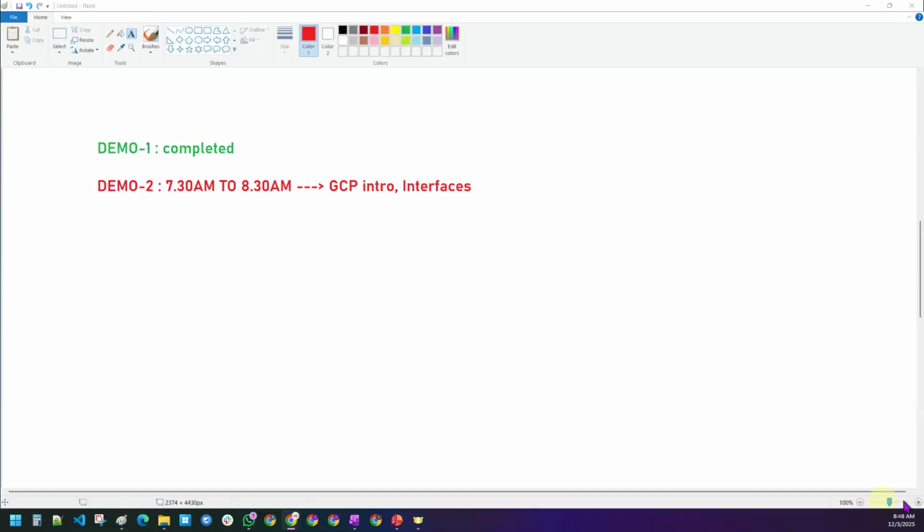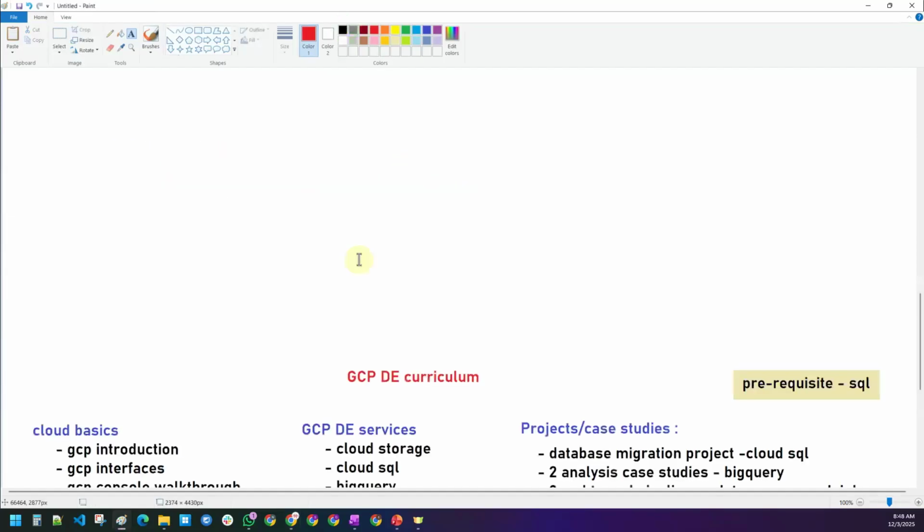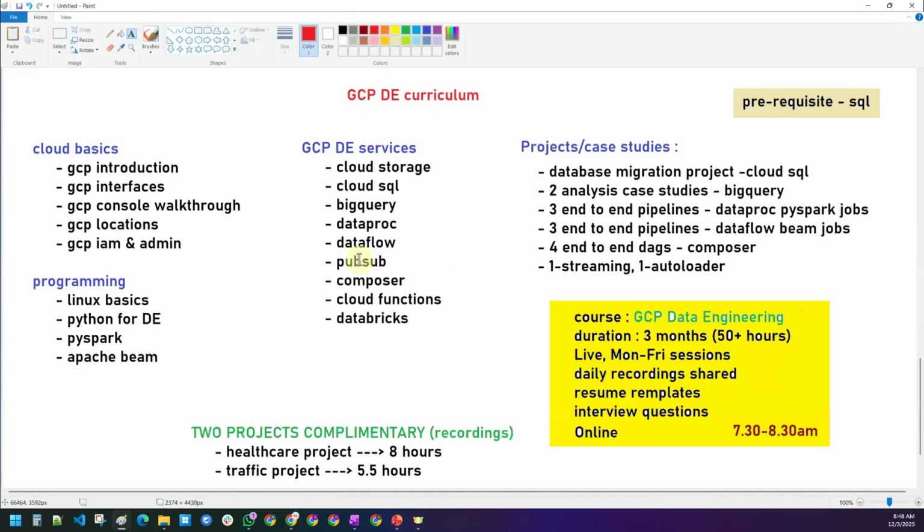One thing, guys, don't worry about this. In my upcoming sessions, I will tell you how to create a free trial account in the Google Cloud Platform. With the help of this free trial account, we are going to do all the practice in GCP only. We will be doing all the practice in GCP, so we will be creating a free trial account in the next 2 sessions.